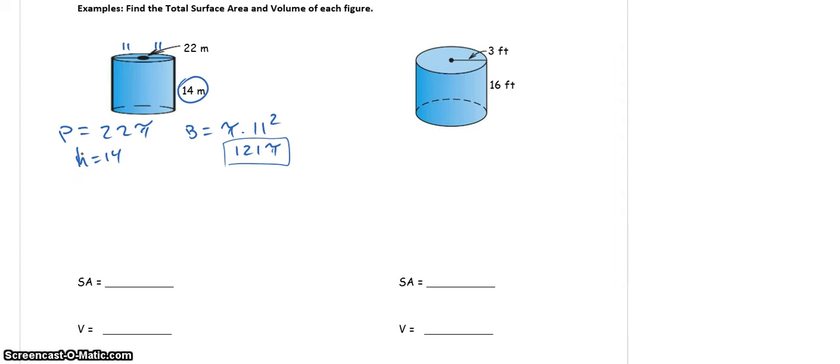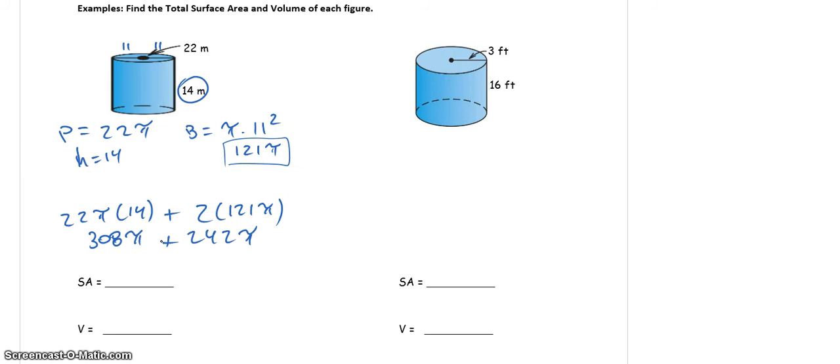So surface area is perimeter times height plus twice my base. Now it's a little different because we're dealing with pi, and we're going to start with exact answers. Now if we were doing a word problem and we asked how much water would it take to fill this, you wouldn't say 121 pi cubic centimeters. That doesn't make sense. People don't talk like that. But for mathematical sake, we want to be as accurate as possible. So we are going to use exact answers. So this is 308 pi plus 242 pi. Now because they both have pi, we can combine them, kind of like terms. So we get 550 pi meters squared.